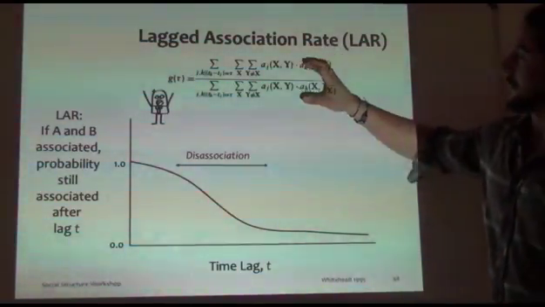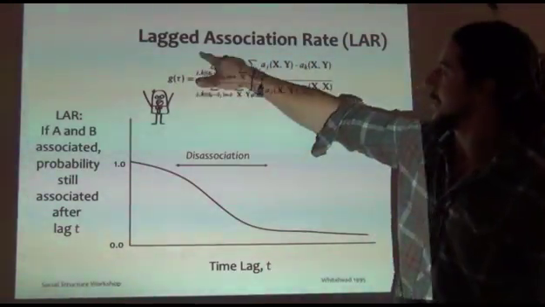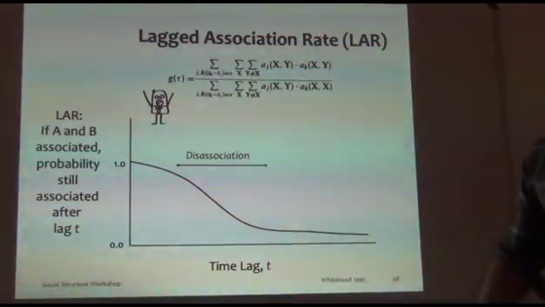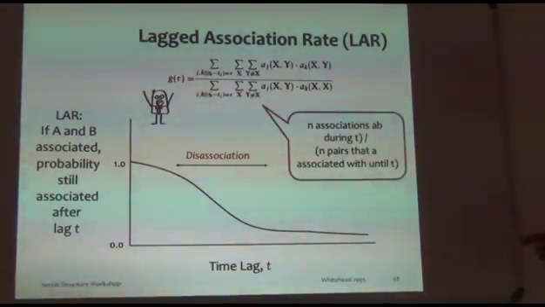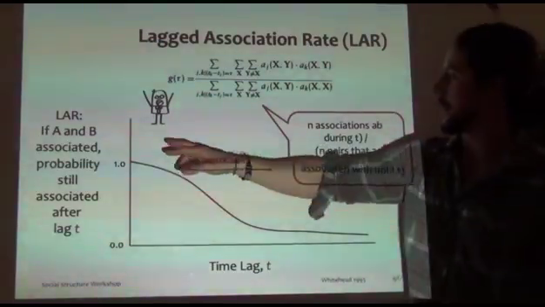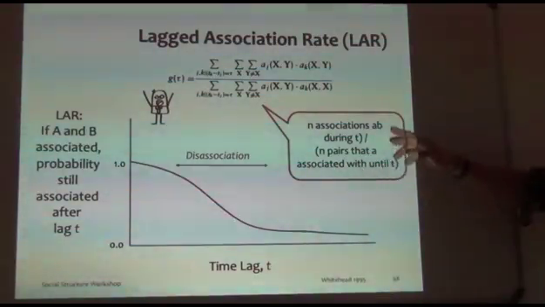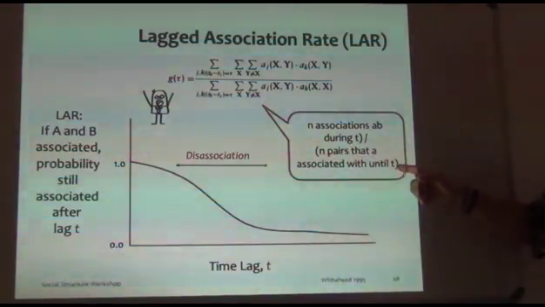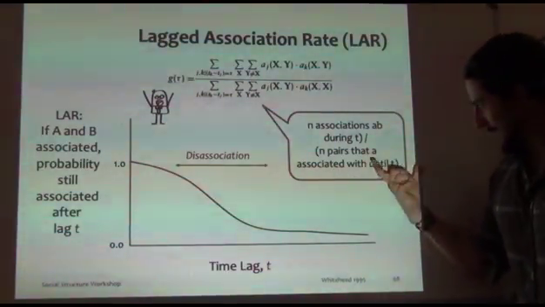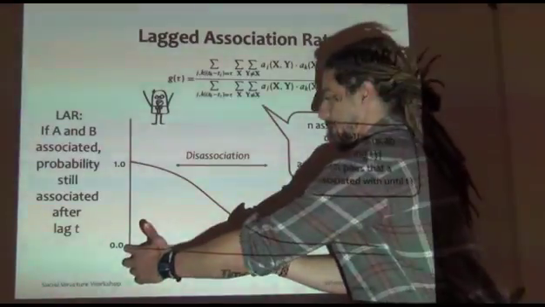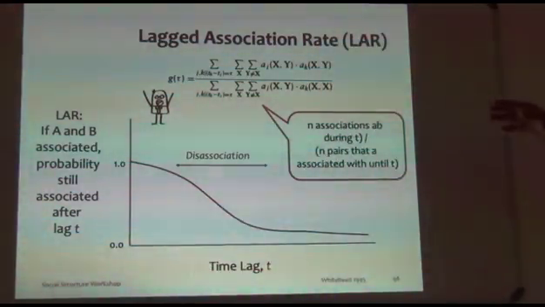But so what I'm doing here is calculating these lagged association rates, which is just that. But what it means actually is the number of associations of the pair A and B during the time t, any time lag, any block time, divided by the number of pairs that ever was associated until this time lag. And we do this for the entire population. So it's at that population lag.